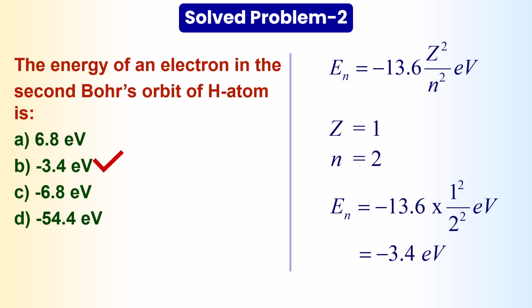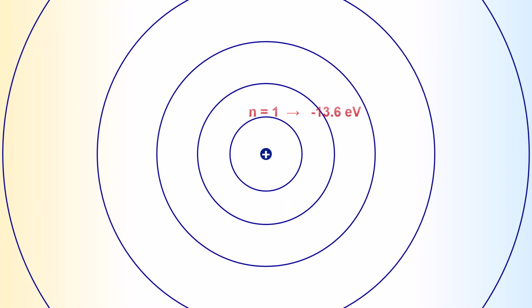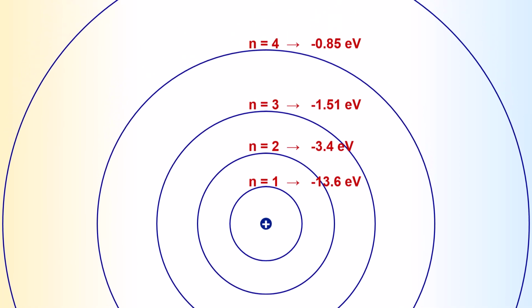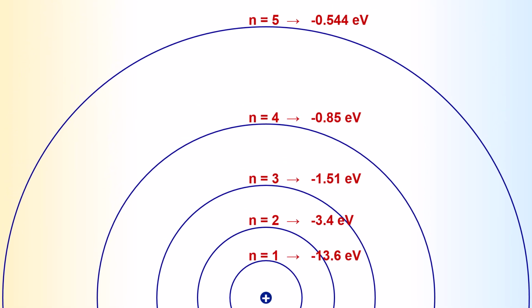One important point to note is that the energy of the electron increases as we move from the first orbit to the second orbit. That is, the value becomes less negative. You can clearly see the energy of electron becomes less negative as we move away from the nucleus. This means that the energy of the electron increases as the value of principal quantum number n increases.